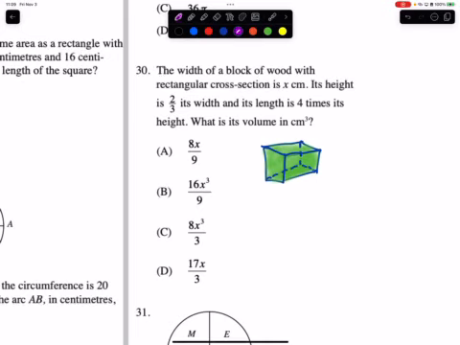So cross section, in Dutch they say doorsnede. The width is x. Its height, yes, and its length is 4 times its height.